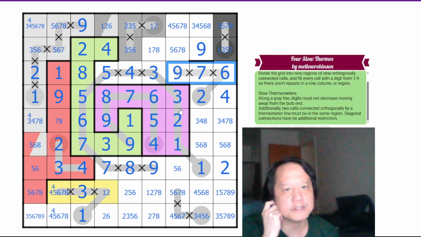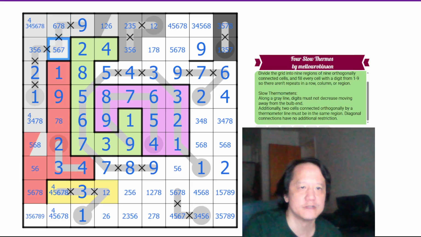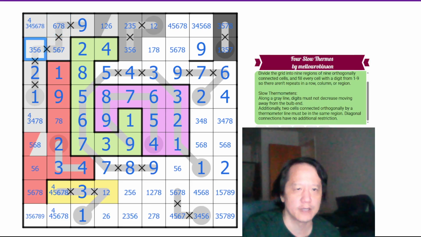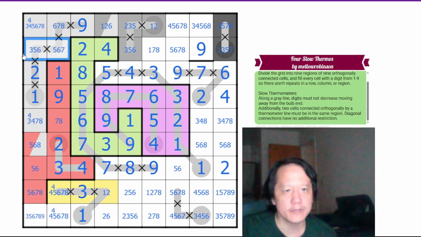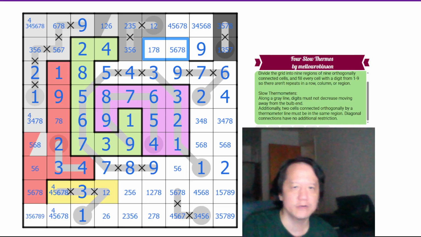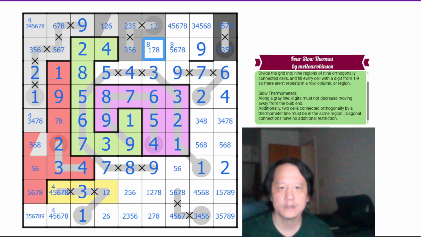Where is 8 in row 2? This can't be 5 because this digit must be greater than that one. It can't be 4 here anymore. So we have 6, 7, 8 here. Where is 8 again? 8 can't be here because of the thermometer. It can't be here because of 8 in the column. Can't be here because of the way that the thermometer works. So we're guaranteed an 8 in one of those two cells. That's interesting.